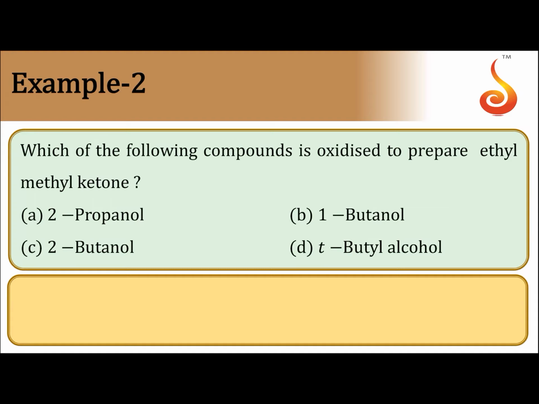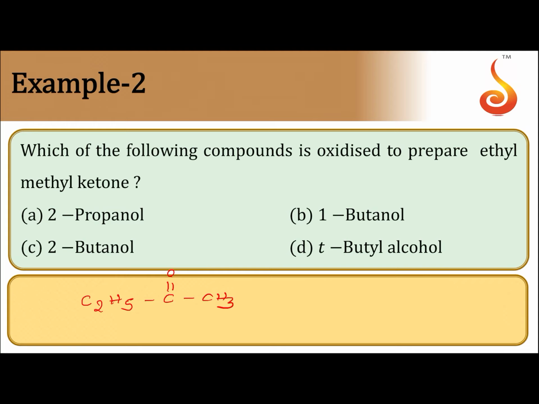Which of the following compounds is oxidized to prepare ethyl methyl ketone? Okay, and if you look at the options, all the four options given A, B, C, D are alcohols. And we know primary alcohols on oxidation give aldehydes, secondary alcohols on oxidation give ketones. So here what they asked us is to prepare ethyl methyl ketone. Let us write the structure of that compound.